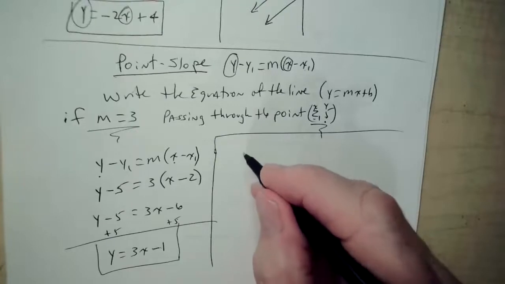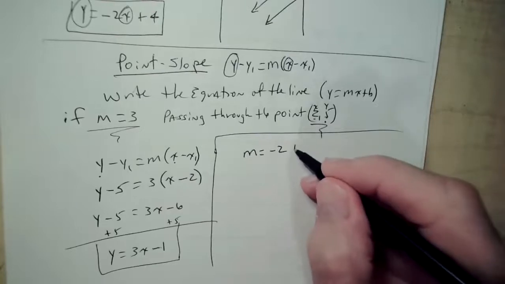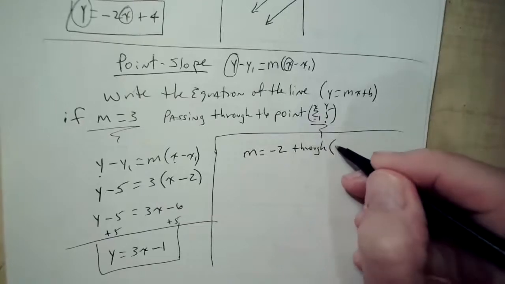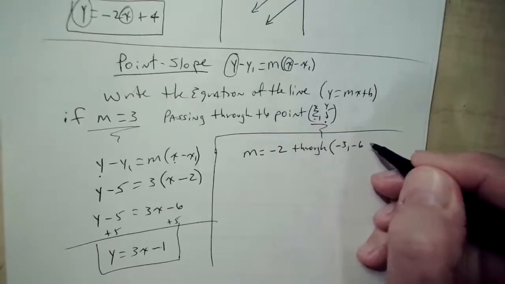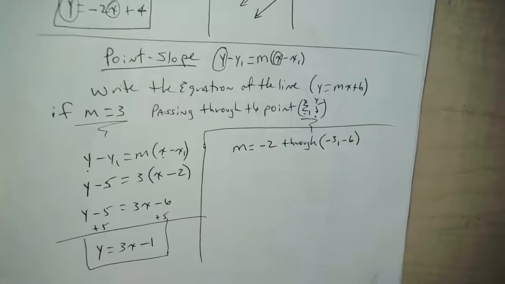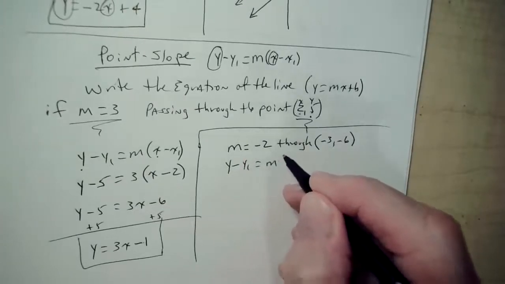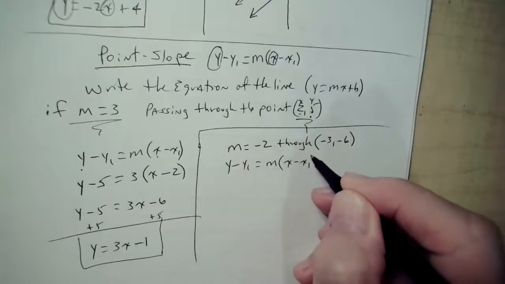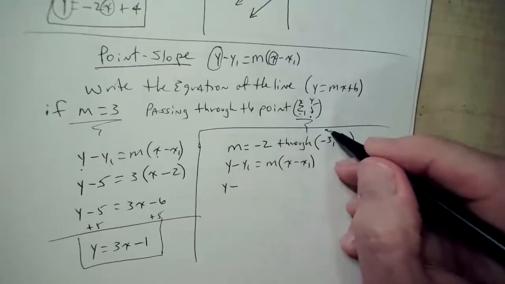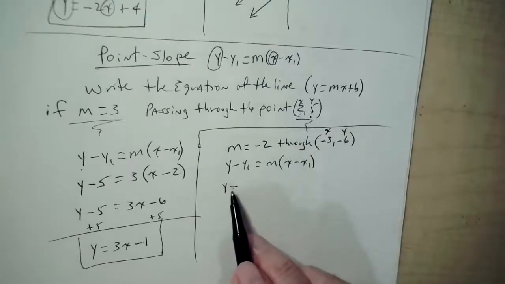Okay, so what if you have this? And when you're doing these, just take your time. Okay, so we have y minus y1 equals m open x minus x1. So we do y minus, what's our y1? Remember, x and y. So minus a minus 6.